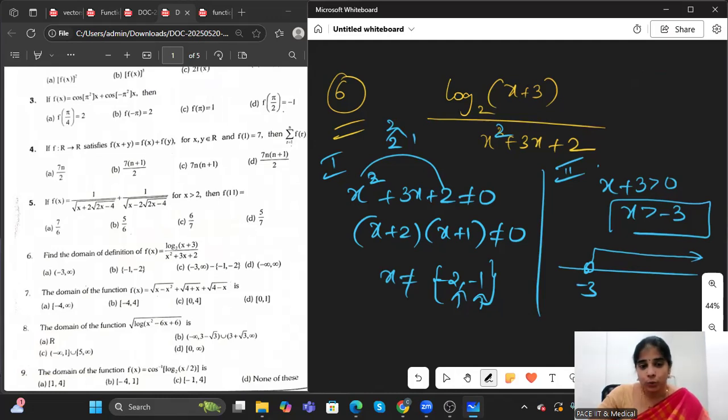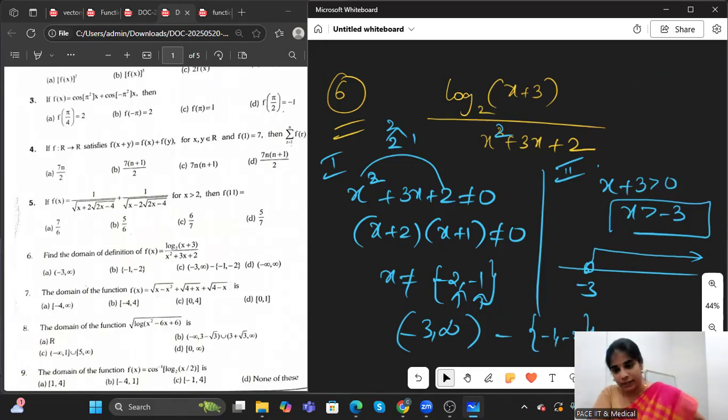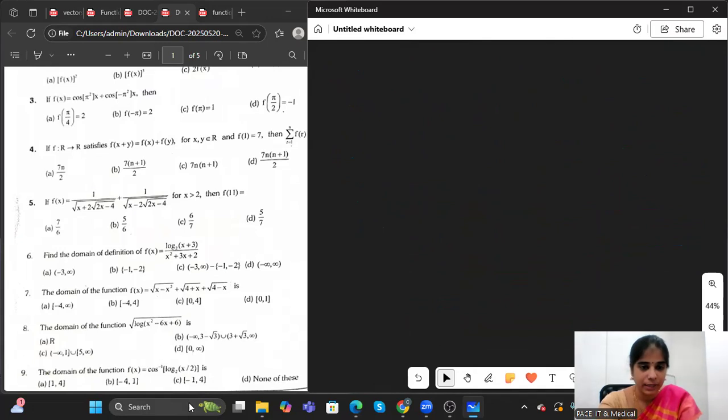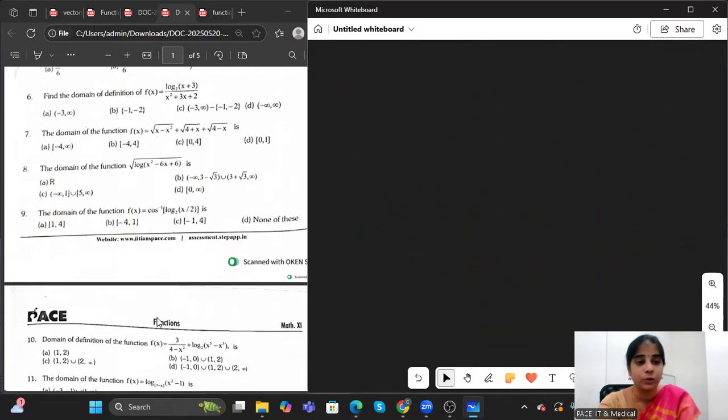Hence, you are getting the answer as minus 3 to infinity. You can go with minus 3 open, infinity open, but subtract your minus 1 and minus 2 values, or remove your minus 1 and minus 2 values from your set there. Clear? That's it. Now the next question, number 7, it's again a domain function with the 3 roots.